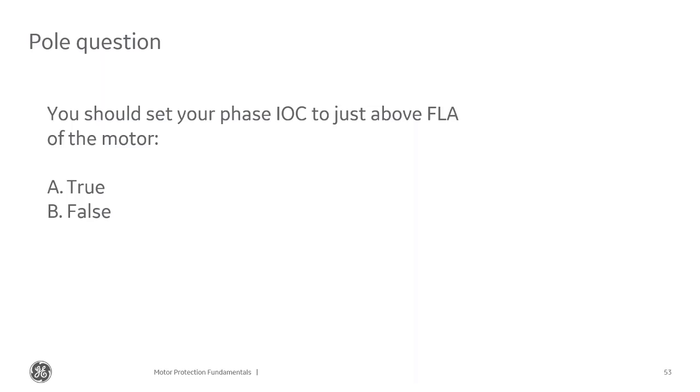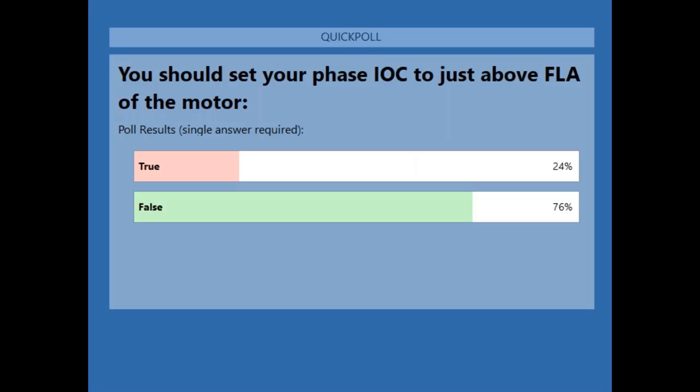Okay, so it looks like 76% said that you can't set this just above full load amps. And the other 24% probably got this right, but you took a more liberal interpretation of just above full load amps, right? So there's a problem with motors.